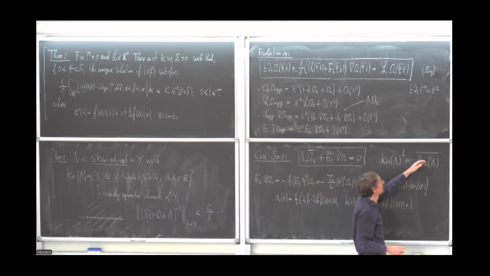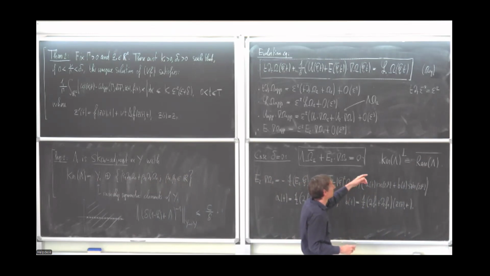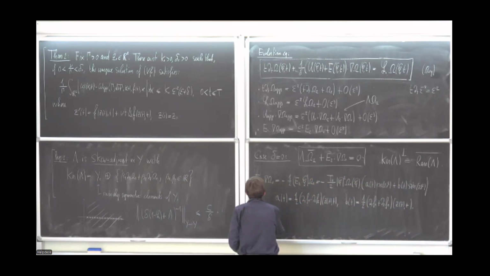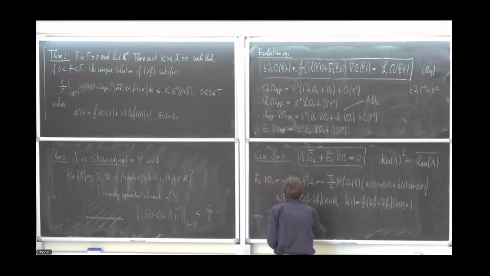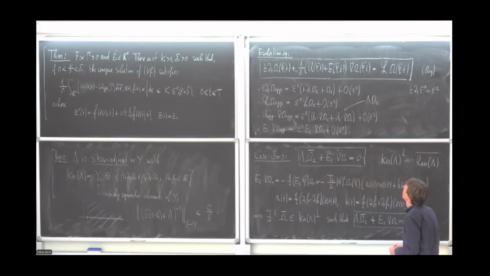I am in the closure of the range of lambda, but I have much decay at infinity, so I'm in the range of lambda in fact. So there exists a unique solution to this equation. We can prove that there exists a unique solution omega 2 bar, orthogonal to the kernel of lambda, such that lambda omega 2 bar plus E2 dot grad omega 0 is equal to 0. So I can at least solve the equation for delta equal to 0.